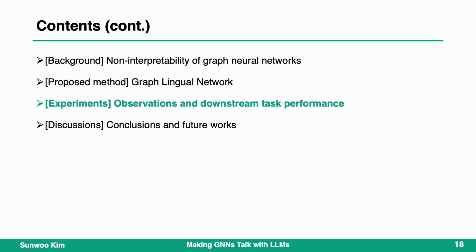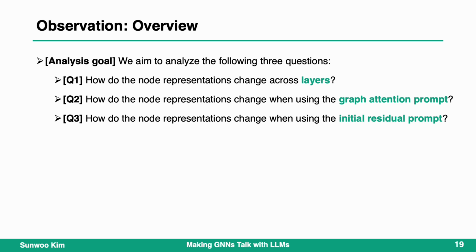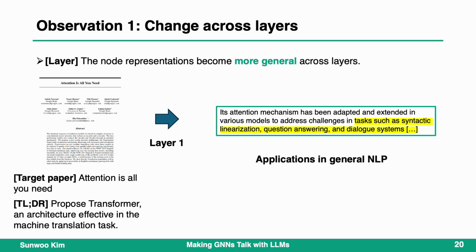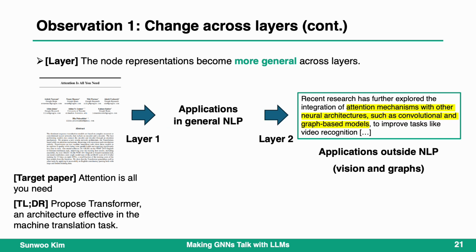We now discuss the observations regarding GLN and its downstream task performance. Throughout the observation analysis, we analyze the effect of layer stacking, graph attention, and initial residual connections. First, the node representations of GLN become more general across layers. For the transformer paper, its layer 1 representation covers the application of the transformer in general NLP. Then, at the next layer, the representation extends beyond NLP to include vision and graphs, indicating their representations become more general with depth.